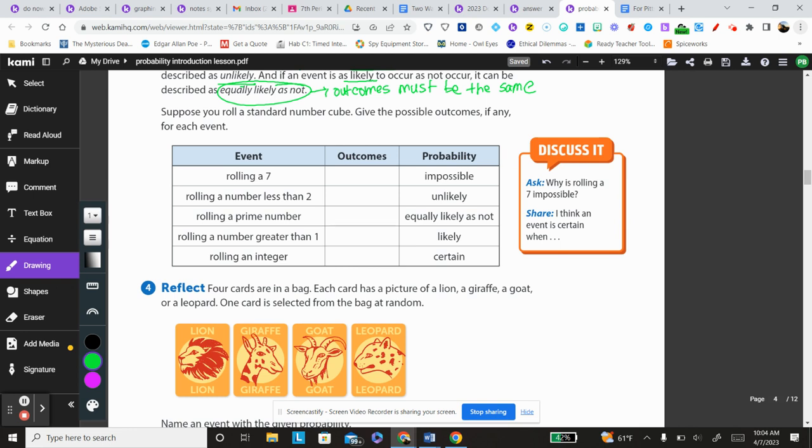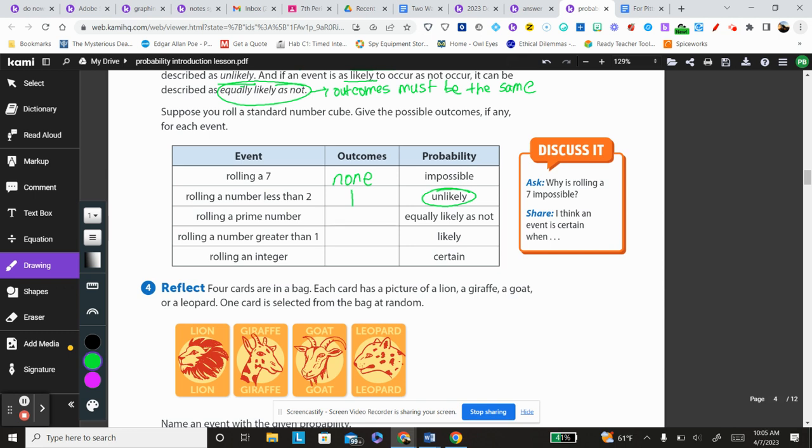All right. Rolling a 7. What do we know about rolling a 7? Because how many outcomes are there? There's only 1 through 6 and no 7. So there are no 7s, okay? What about rolling a number less than 2? How many numbers are less than 2? 1. 1 out of the 6. So it's very unlikely that I'm going to roll a number less than 2, because there's only 1 of them. So we understand why that's unlikely. It's not that many of them.